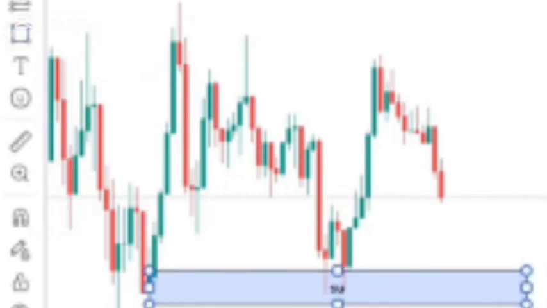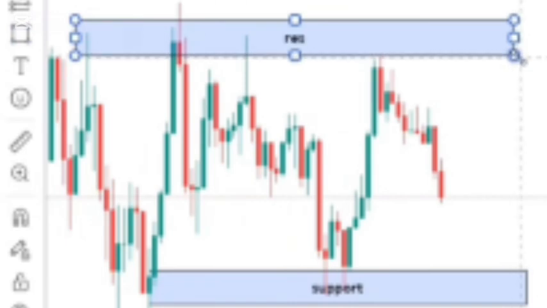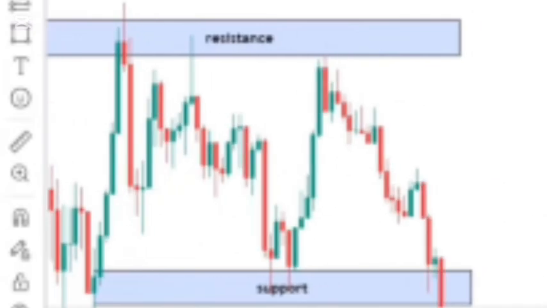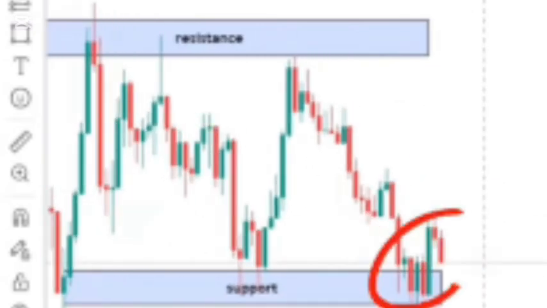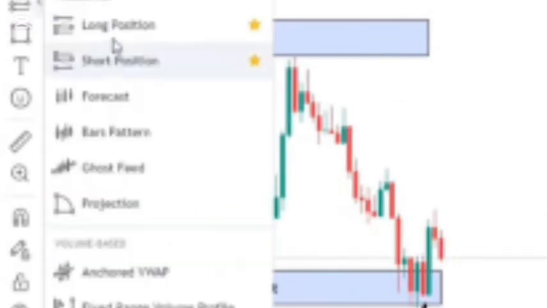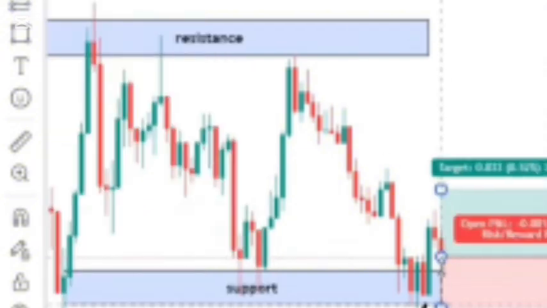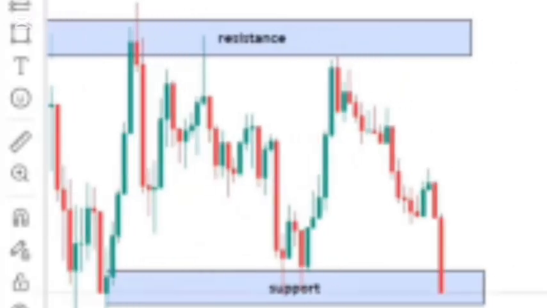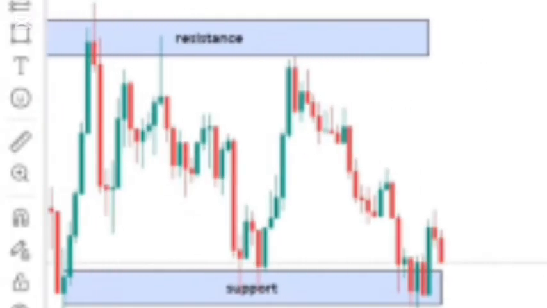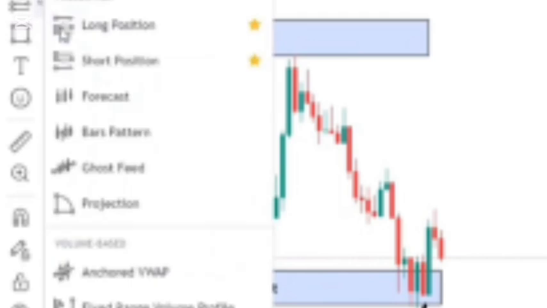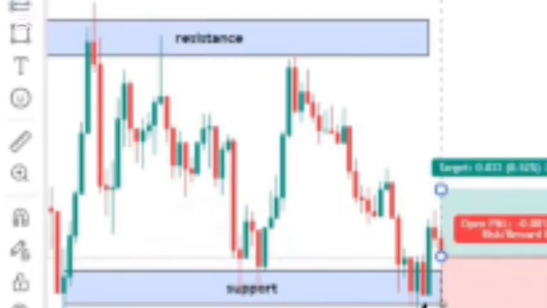Think of support as the floor where the buyers enter the market, and resistance as the ceiling where the sellers take over. But here is the secret. Institutional buyers and the banks don't enter their orders at exact price decimals. They operate in price ranges. Now, when price approaches a level, the market wicks out to capture liquidity. If you use a single thin line, those wicks will kill your trade.